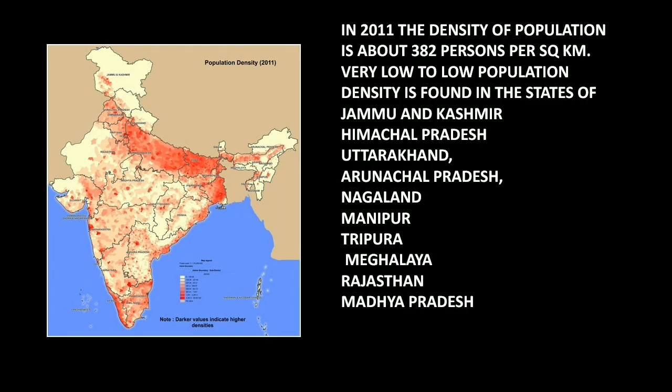Because these states are in the plain terrains. Mostly these areas are plain, and because of which people prefer to settle in these areas. Their climatic condition is also much favorable. They have rich fertile soil, and also a lot of rainfall, because of which a lot of the population live in these areas of Kerala and Tamil Nadu and the northern plains.